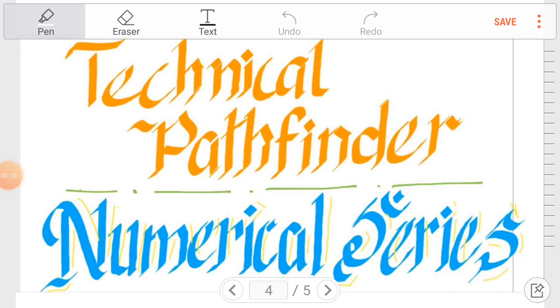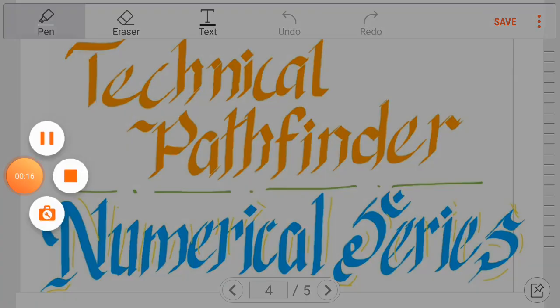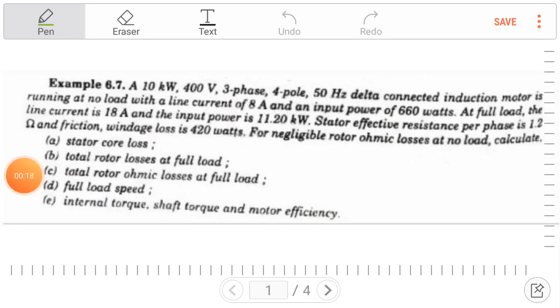This is the numerical section where we are covering electrical machine numericals. This numerical is based on power flow.